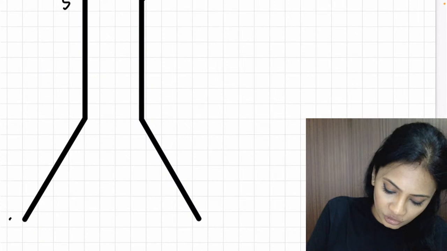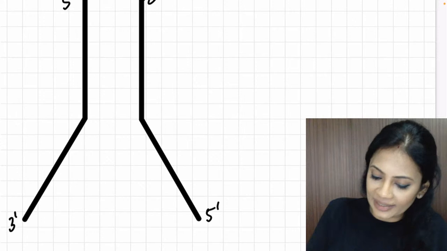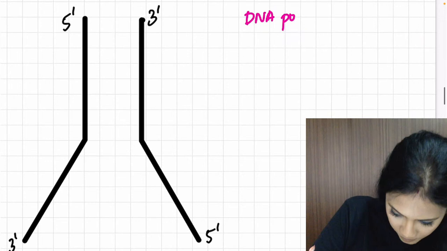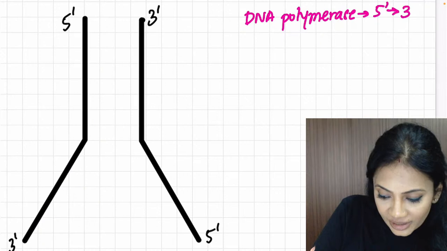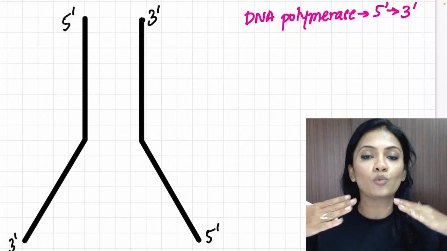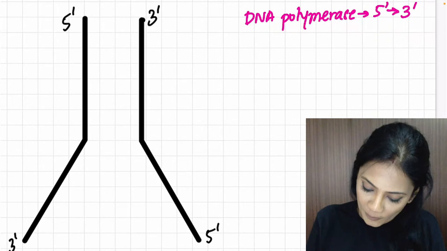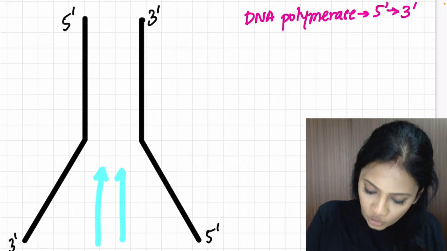The enzyme DNA polymerase works in which direction? DNA polymerase works in the 5' to 3' direction. So in which direction is the replication fork opening? It's opening in this direction. This is how the replication fork is opening.